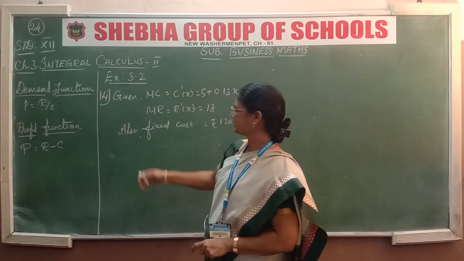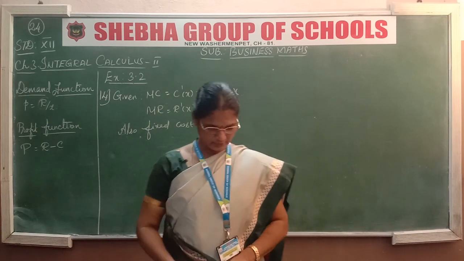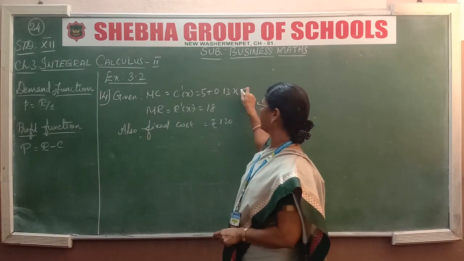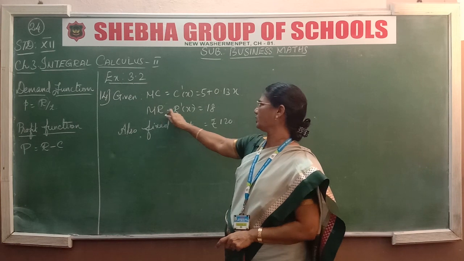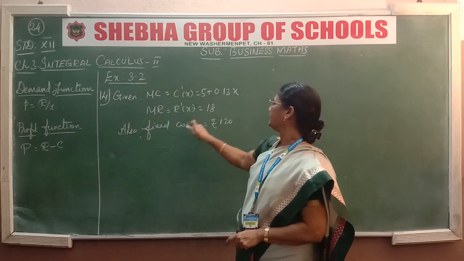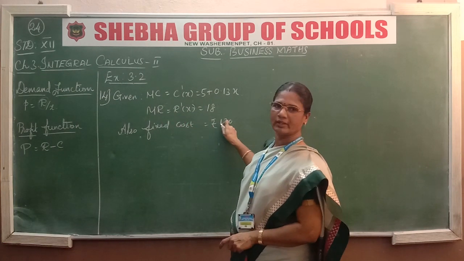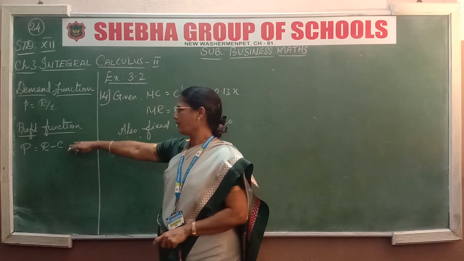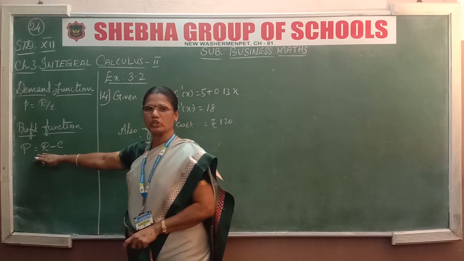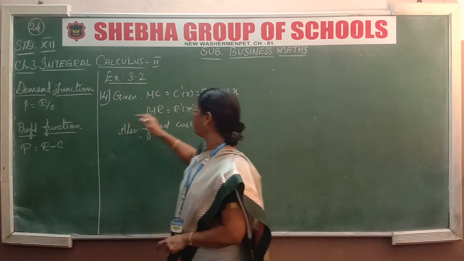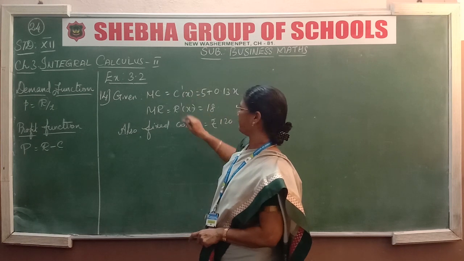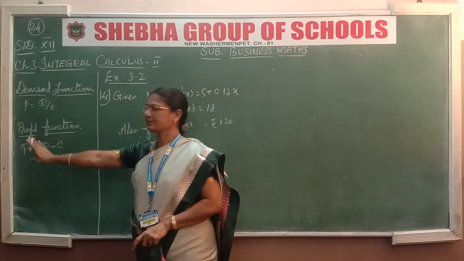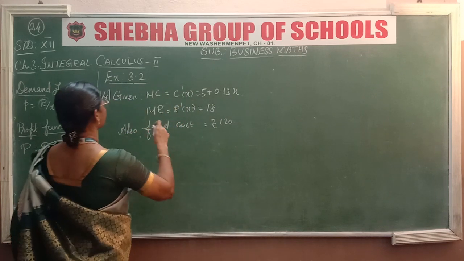Next, let us see the 14th sum. In the 14th sum the marginal cost is given, that is C dash of x is given, and marginal revenue is also given, that is 18, and fixed cost 120 is given. From that we have to find the profit function. Profit function is P is equal to R minus C. So from MC we have to find C, from MR we have to find R, then subtracting C from R we get the profit function.